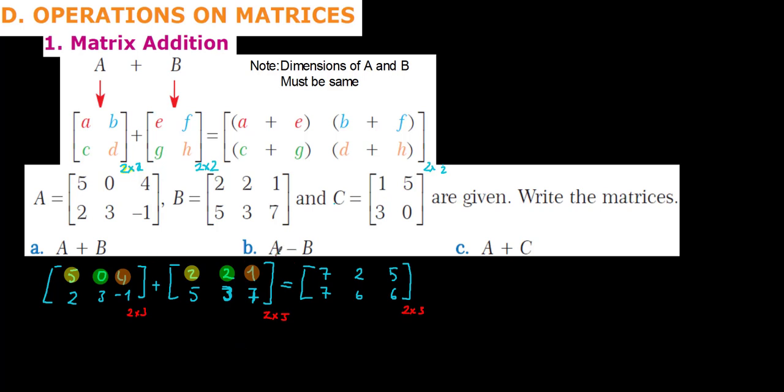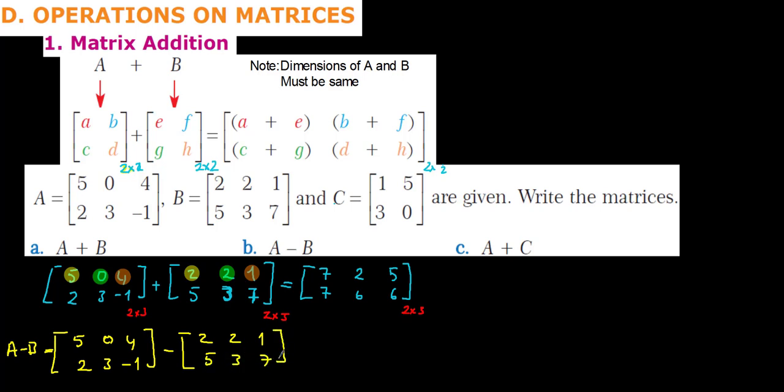Okay, it is same for subtraction. Maybe I can write the subtraction example here one more time. Let me change the colors here. This is A minus B now, which is equal to 5, 0, 4, 2, 3, minus 1, minus 2, 2, 1, 5, 3, and 7. Then it's going to be equal to 5 minus 2, it should be equal to 3.